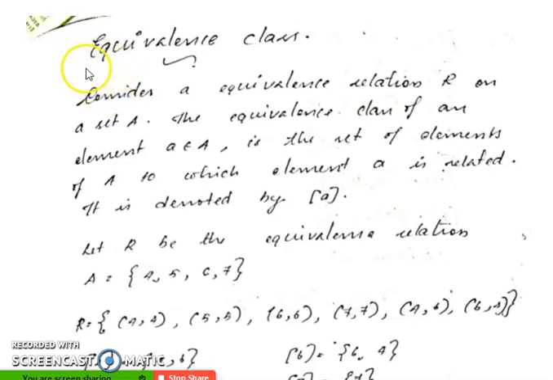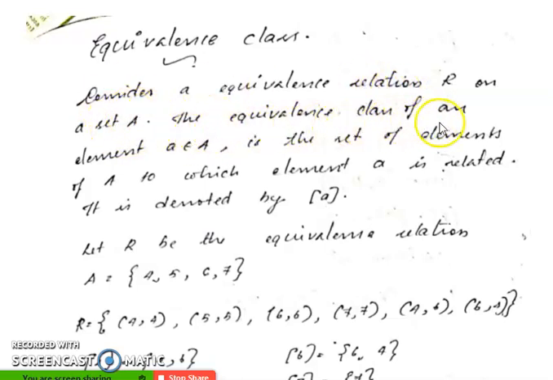Okay, in this video we will continue with equivalence class. Consider an equivalence relation R, capital R, on a set capital A. We learned what an equivalence relation is, right? So now we are considering R over A.